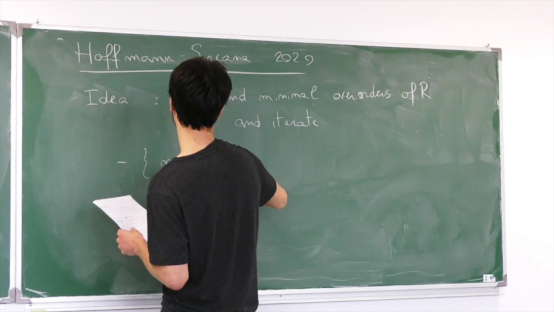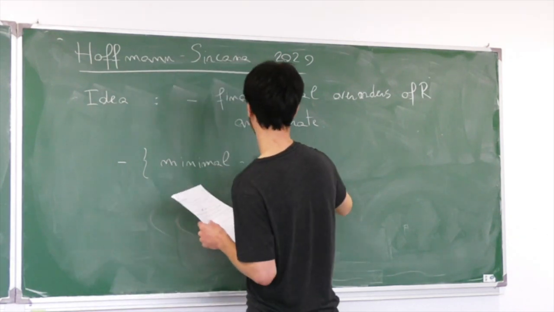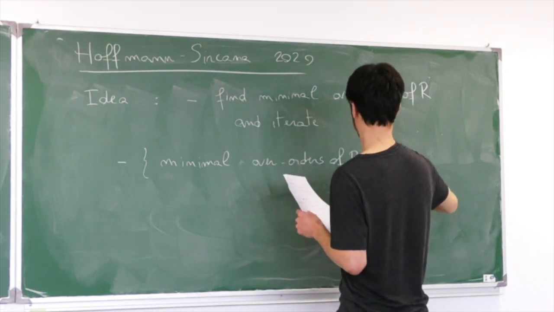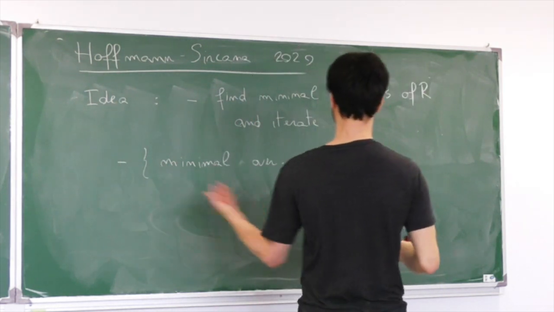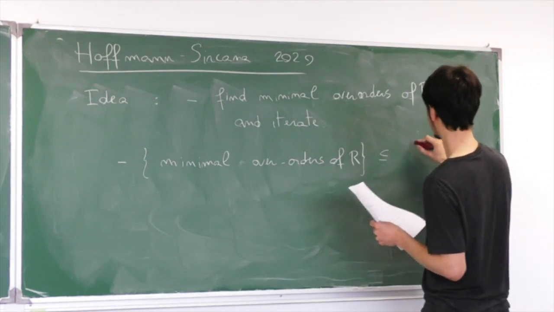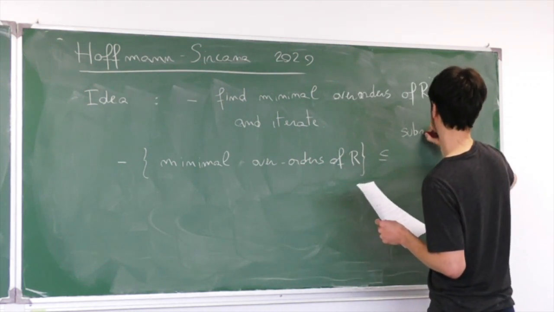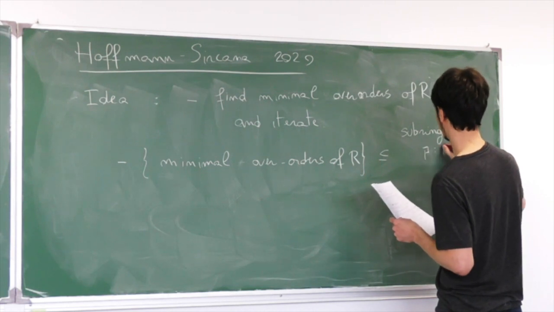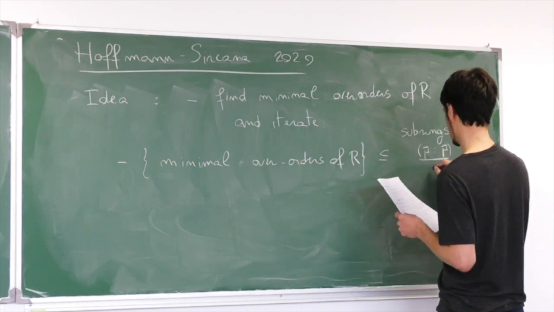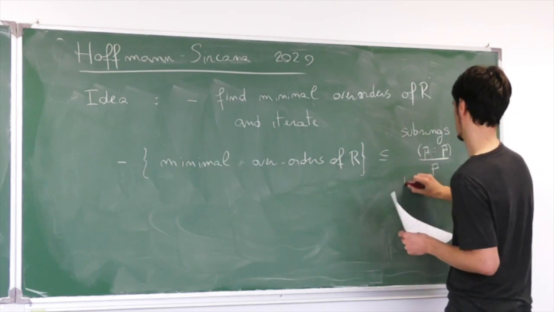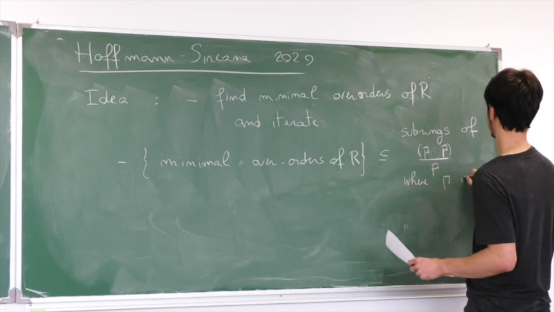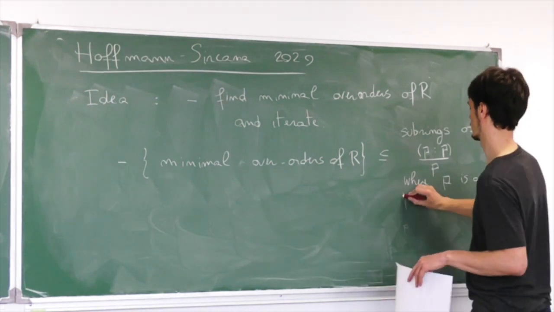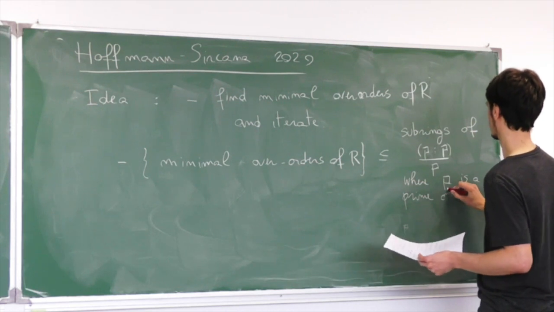And the reason is that the minimal overorders are, by the bijection that we have just shown, all sent to subrings of the quotient of the multiplicator ring of a prime ideal P modulo P, where P is a prime ideal above the conductor, that is, a prime of R containing the conductor.